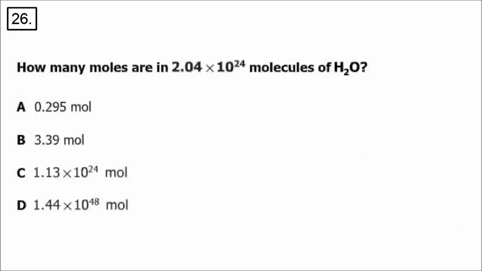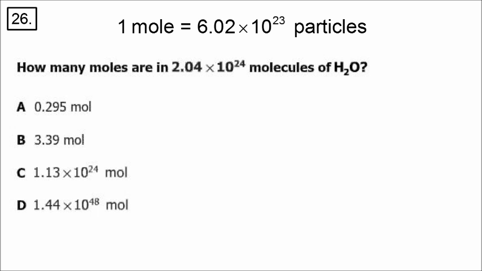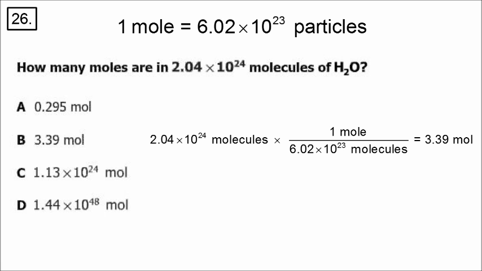Number 26 requires us to remember Avogadro's number. Avogadro's number is the number of particles, atoms, or molecules in 1 mole of a substance: 6.02 times 10 to the 23rd. So because we're starting with molecules and converting into moles, we put molecules on the bottom, we put 1 mole on top, and we do this math: 2.04 times 10 to the 24th divided by 6.02 times 10 to the 23rd. Correct answer is B, 3.39 moles of water.